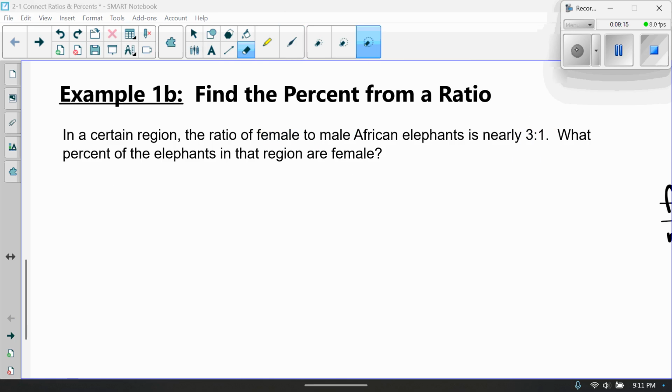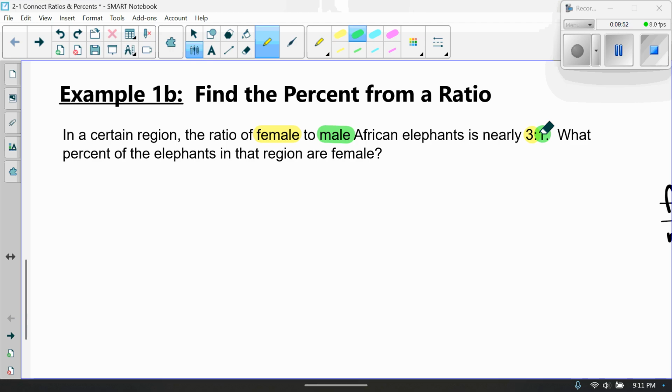All right, so let's try example 1b. Find the percent from a ratio. It says, in a certain region, the ratio of female to male African elephants is nearly 3 to 1. What percent of the elephants in the region are female? Okay, so first thing we need to know is what we're comparing. So we're comparing female to male African elephants. So female is 3 and male is 1.